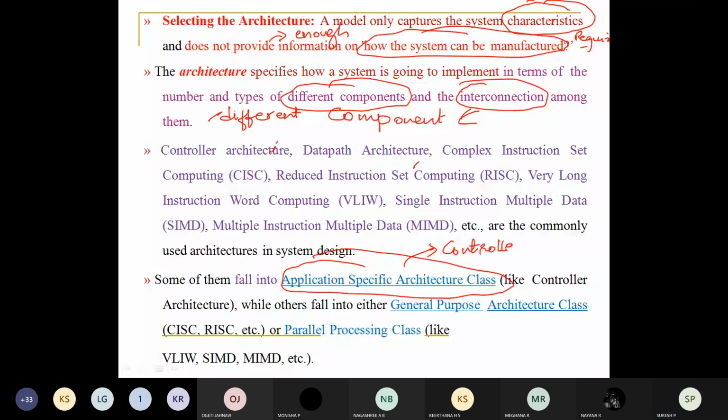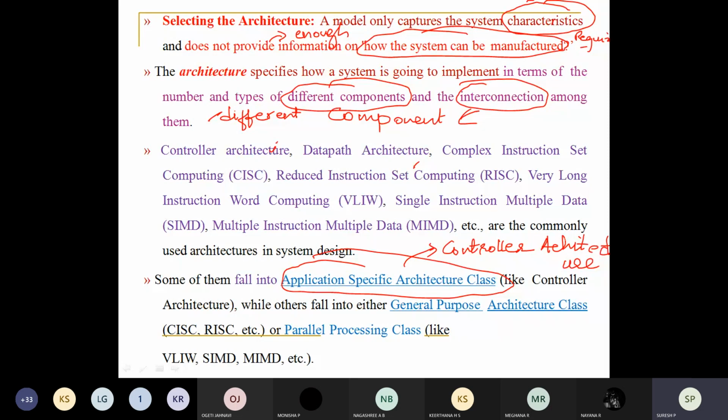Now, why is the controller required? Because the controller is required as and when an event is occurring in the outside environment. Simultaneously the system has to take its decision and respond to the external event. Apart from the microcontroller, the rest of the architectures will fall under the general purpose architecture class.